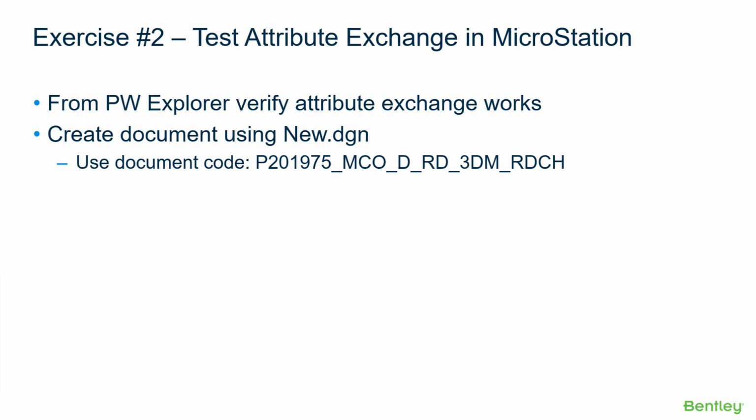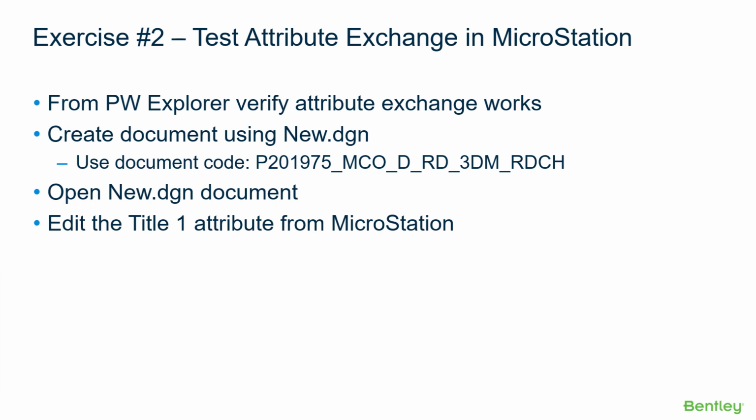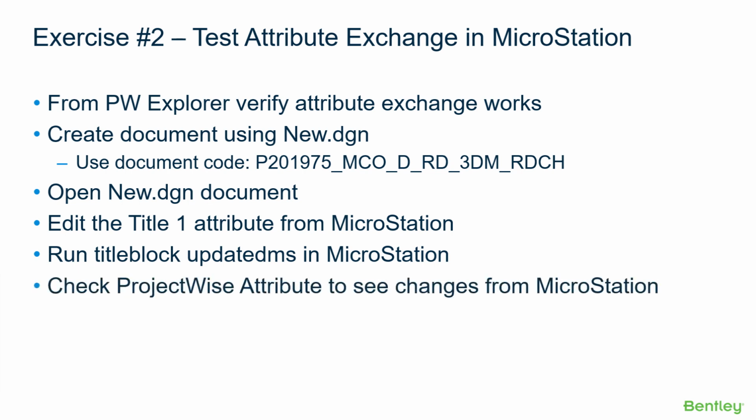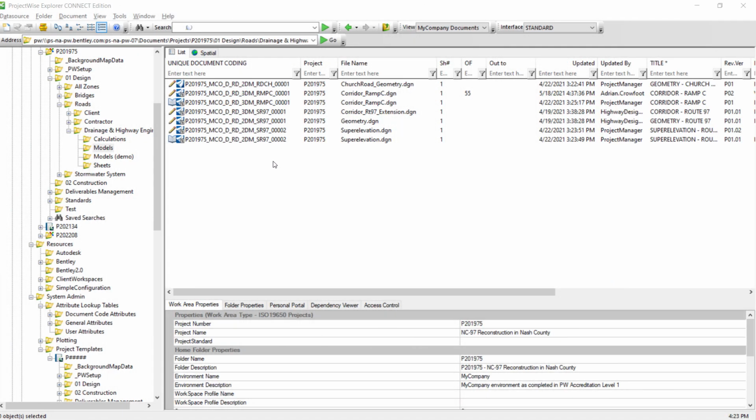We'll choose to use the document creation wizard and set the document code to P201975 MCO DRD 3DM RDCH to represent a 3D model drawing. We'll open the drawing in MicroStation. We'll edit the tag value for title 1 using the MicroStation drawing edit tag tool. Run the title block update DMS key-in to update ProjectWise. Then we'll right click the document in ProjectWise and check to make sure that the title 1 attribute has been updated.